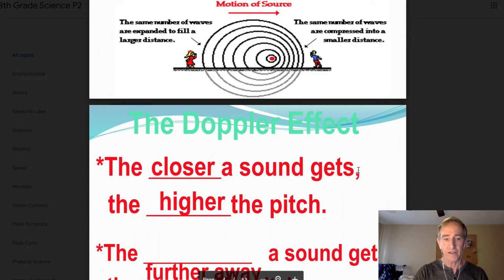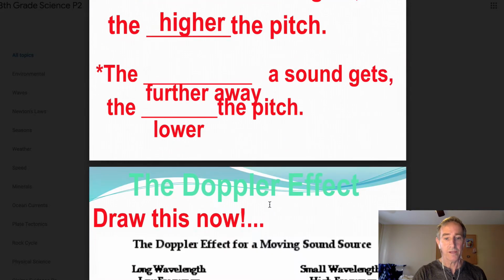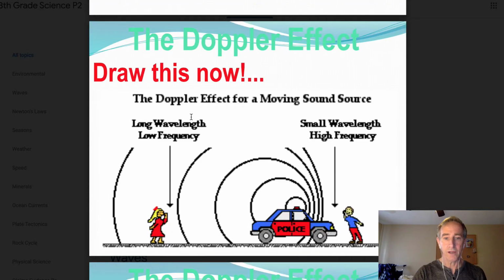The Doppler effect. The closer a sound gets, the higher the pitch, like an ambulance. As it goes up and then it drops. The pitch sound changes. The farther away a sound gets, the lower the pitch. The Doppler effect. You can draw this if you want. Doppler effect for a moving sound source. The low wavelength, low frequency, small wavelength, high frequency.